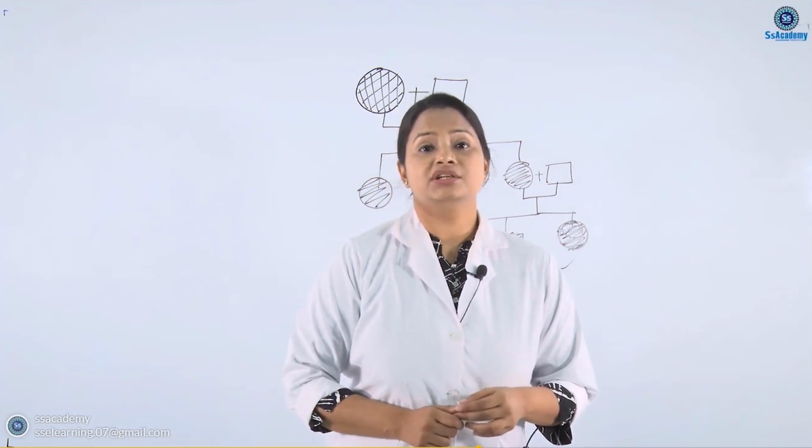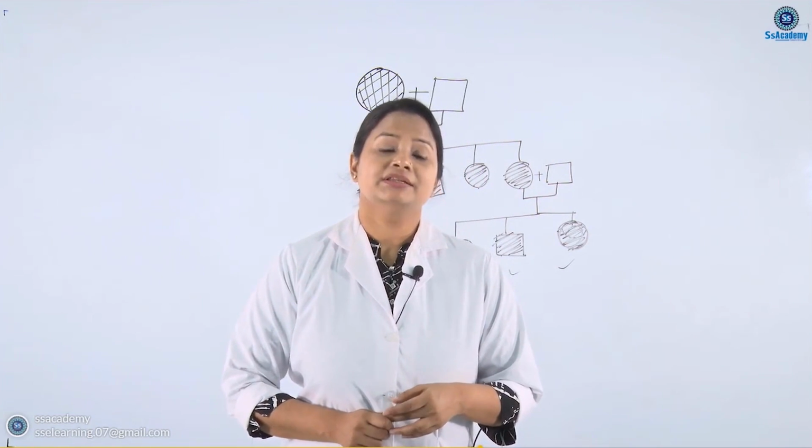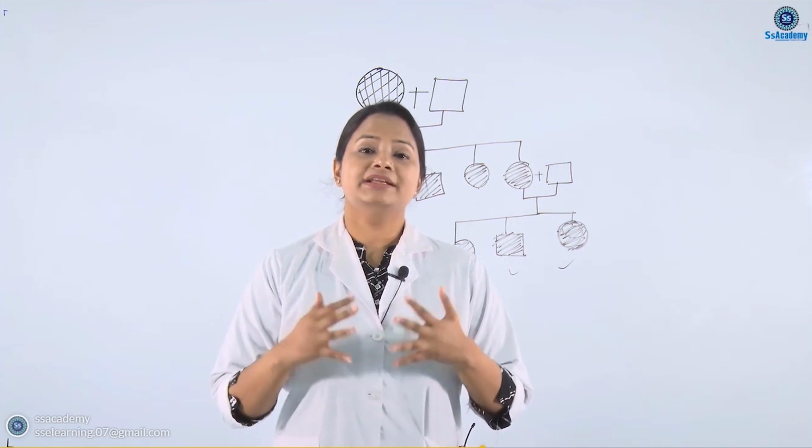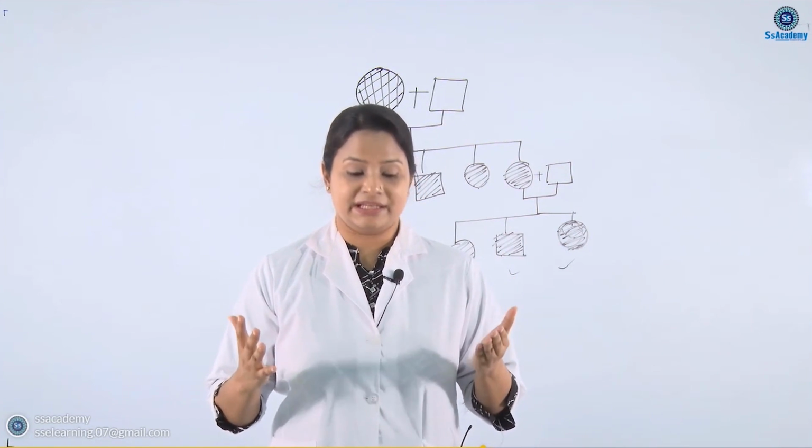Questions on and off come from here. Why does infertility occur in cystic fibrosis? The answer is, in case of male, there is an absence of the vas deferens, and in case of female, there is mucus thickening. Okay.